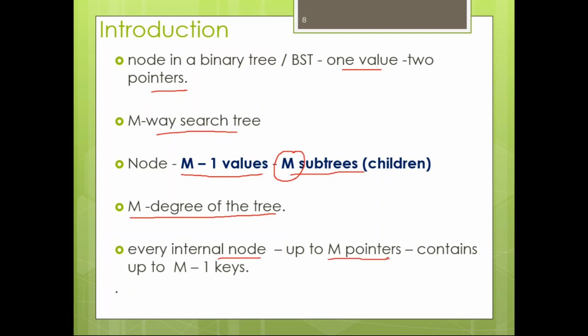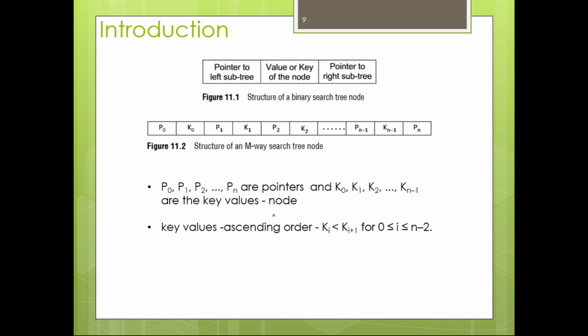Okay, maximum it can have up to m pointers, that is m children, and it can have up to m minus 1 key values. So this is the structure of a binary tree or a binary search tree. In a binary search tree, you have a value or a key, and a pointer to the left subtree or the left child, and a pointer to the right subtree or the right child. So there is one value and two pointers, whereas in an m-way search tree you will have m minus 1 values and m pointers.